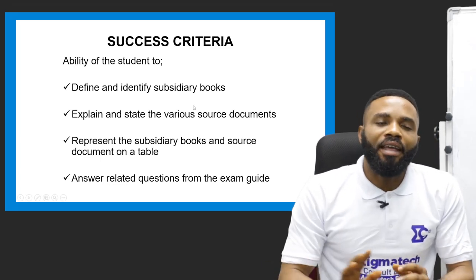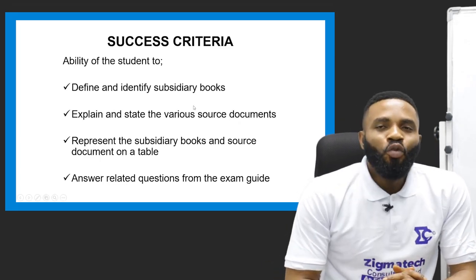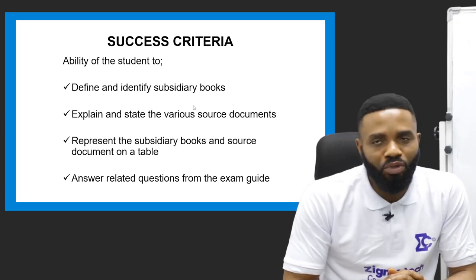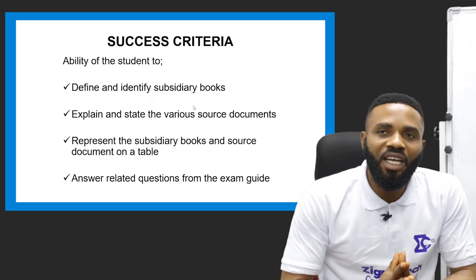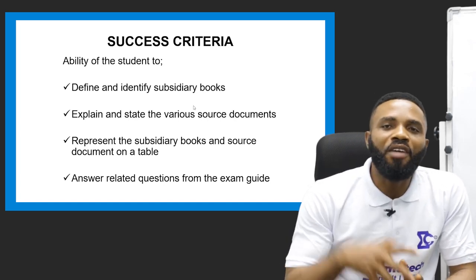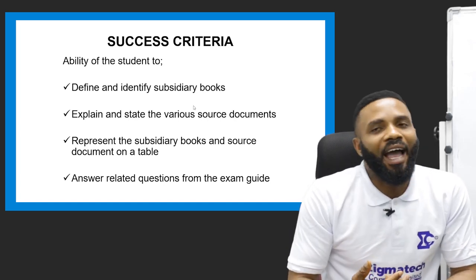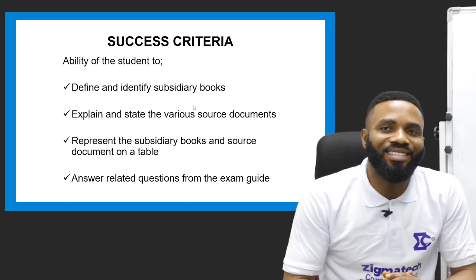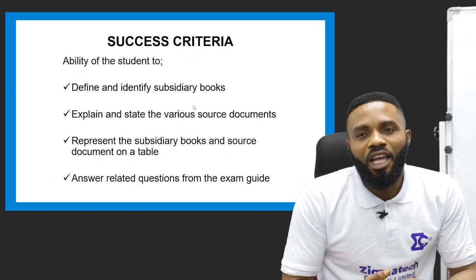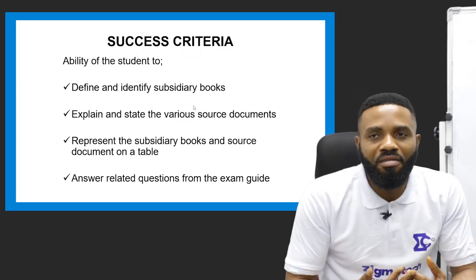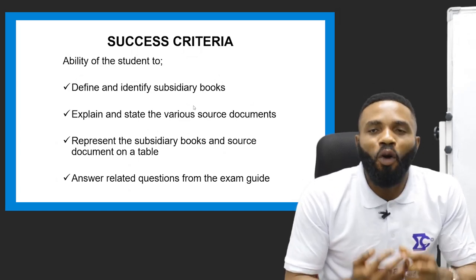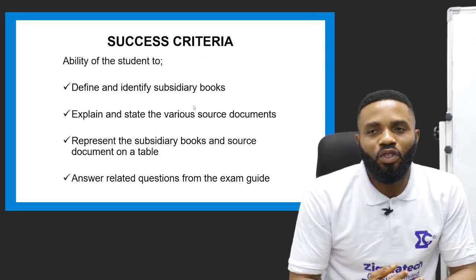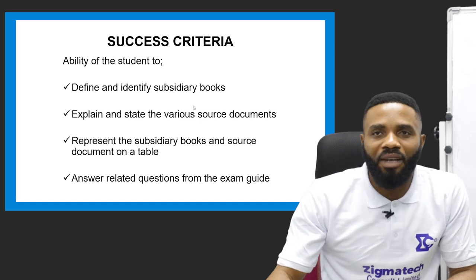Now, at the end of the lesson, we are going to measure our success if we've been able to achieve our objectives. So our success criteria, number one, if we've been able to define and identify subsidiary books, if we've been able to explain and state the various source documents, if we've been able to represent the subsidiary books and source documents on a table, and finally, if we've been able to solve related questions from the exam guide.